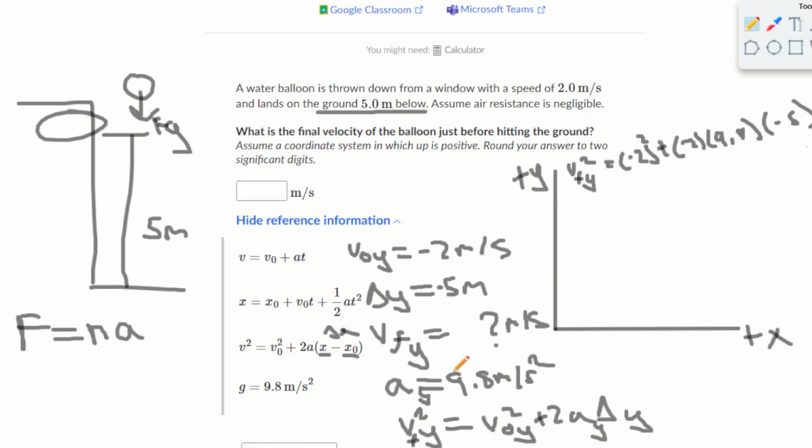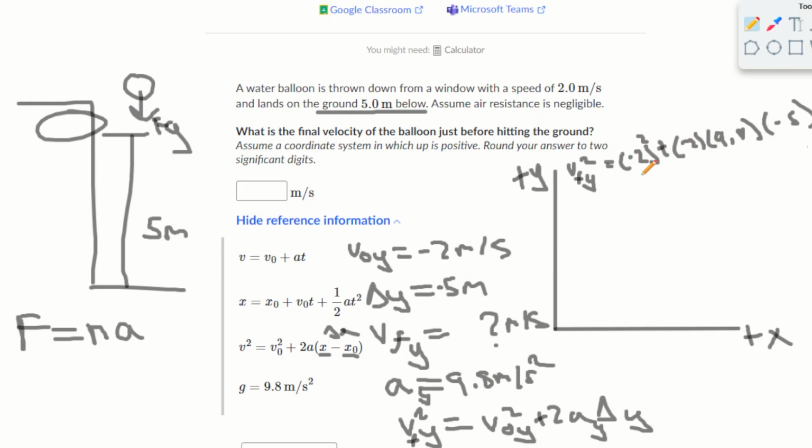Okay, now that we've plugged everything in, we get our new equation: v final y squared is equal to negative 2 squared plus 2 times 9.8 times negative 5. I forgot to mention that since this is the displacement, it travels from the origin 5 meters downwards. Since we said that downwards is negative and upwards is positive, this would be negative 5 as a displacement.